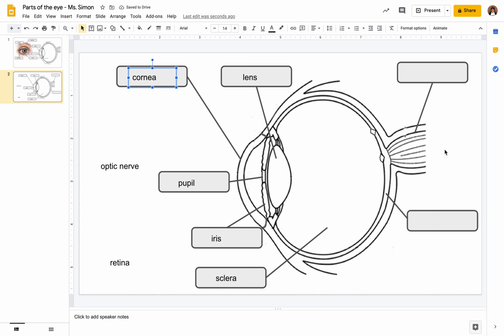The bundle of nerves that go out the back of the eye to the brain, that's called your optic nerve. And then along the back wall of the eye, that surface that is full of photoreceptors and full of cones and rods is the retina. So take a few minutes if you haven't already and make sure that your diagrams look like mine.